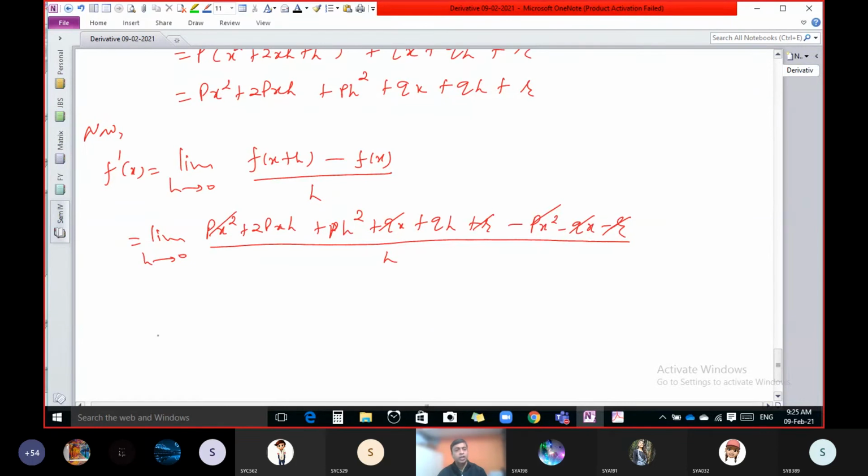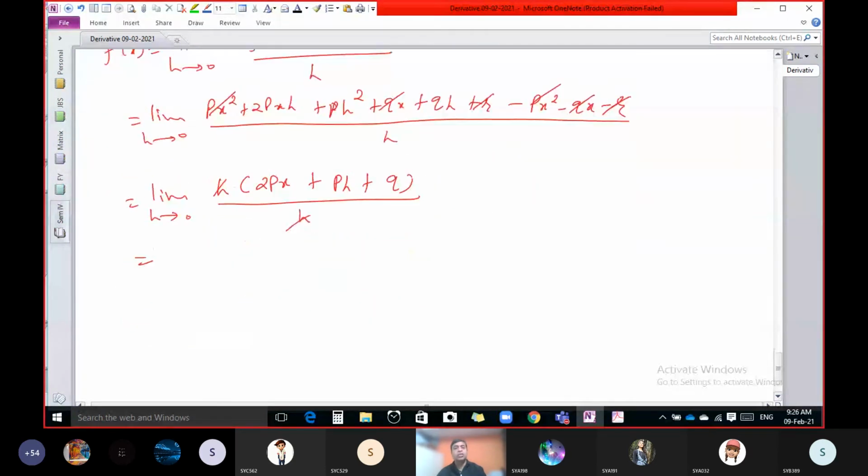From the remaining part, let us take h common. Sorry, h common. So we get 2px. Here if we take h common, we get ph. And here if we take h common, we get only q, divided by h. You can cancel h. And now put h equal to 0.